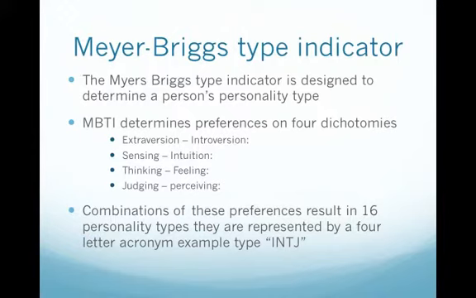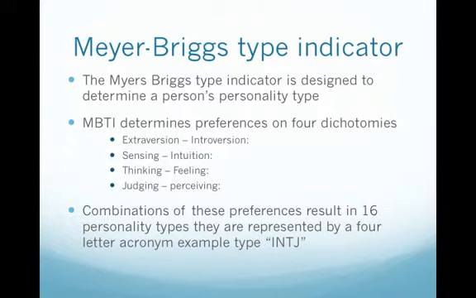Myers-Briggs Type Indicator. The Myers-Briggs Type Indicator is designed to determine a person's personality type. The MBTI determines preferences on four dichotomies: extroversion versus introversion, sensing versus intuition, thinking versus feeling, and judging versus perceiving. Extroversion and introversion describe whether people prefer to focus their attention and get their energy from the outer world of people and activity, or their inner world of ideas and experiences. Introversion is going to be inner world, extroversion is going to be outer influences.